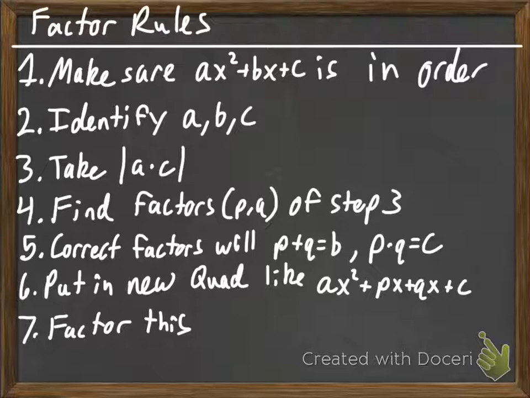We're going to get the correct factors that will give us p plus q equals b and p times q equals c. And then we're going to put a new quadratic that looks like ax squared plus px plus qx plus c, and then we're going to factor this like we just did on the first page. I know these rules seem complicated, but it's going to make a lot more sense when we start actually doing it.